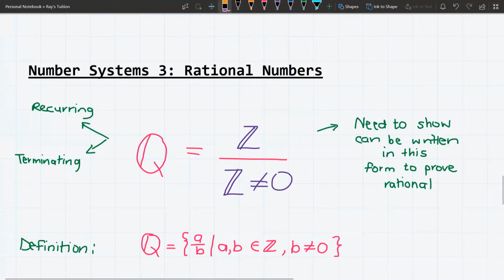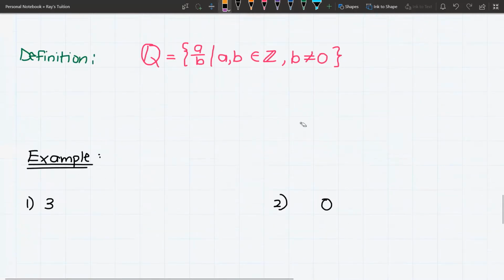If you are looking at a decimal, and if you would like to determine if the decimal is rational, it would either have to be recurring, which means that the digits repeat and go on and on and on, or it would have to be terminating, which would mean that it stops at some stage. Both of those types of decimals can be written as an integer over an integer, and hence it is a rational number. If you would like to show that numbers are rational, you need to show that it can be written in this form. So let us have a look at some examples of this.